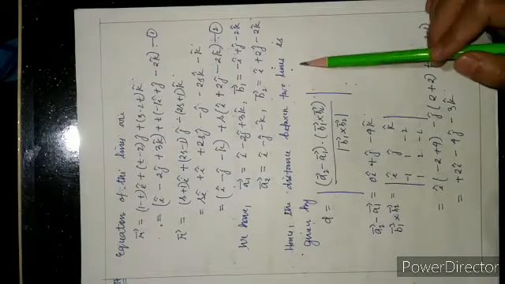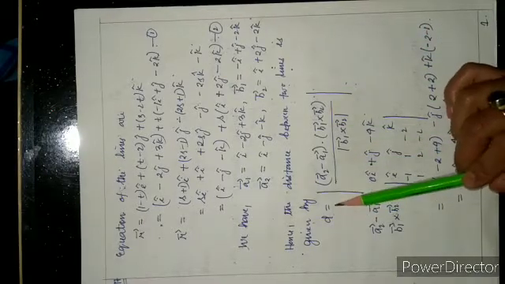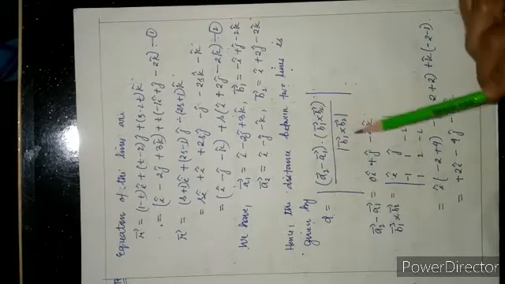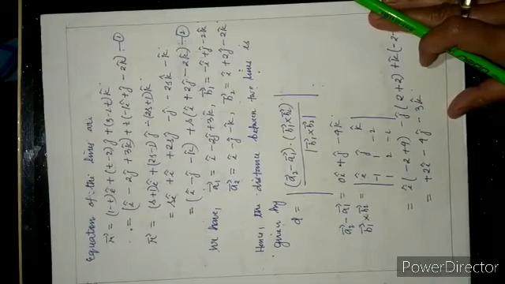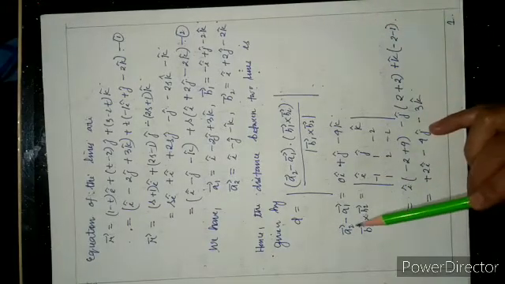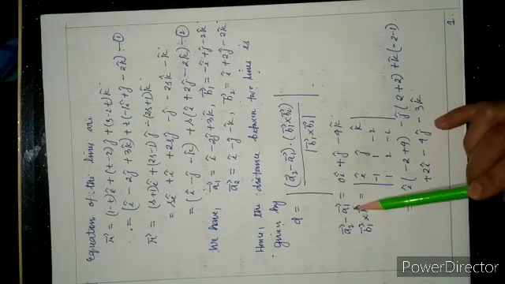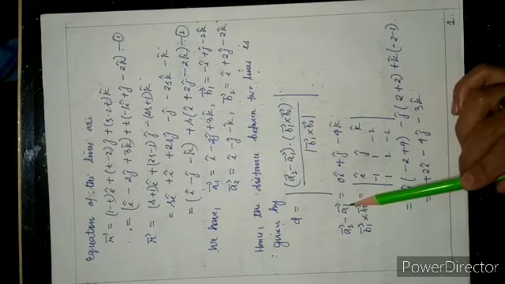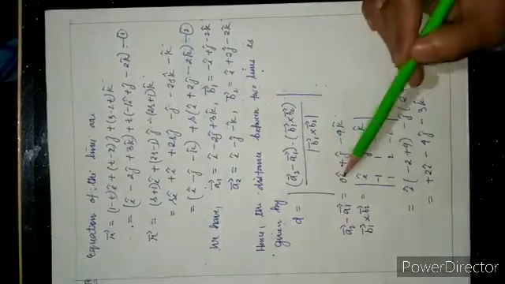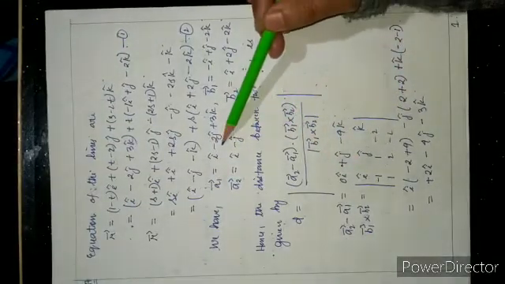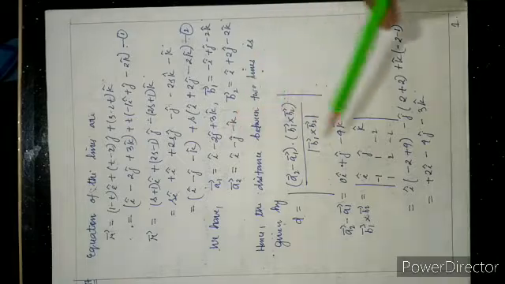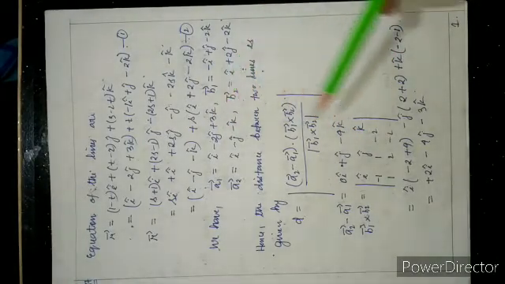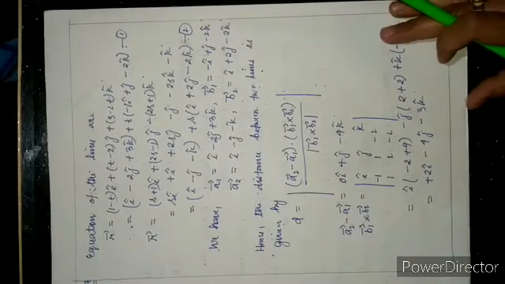The distance between two skew lines is given by the formula d equals modulus of (a2 minus a1) dot (b1 cross b2) divided by the magnitude of b1 cross b2. Then we need to find the value of a2 vector minus a1, the difference of a2 and a1. That is (1 minus 1) i cap, which is 0, plus (minus 1 minus (minus 2)) j cap, minus 1 plus 2 is 1 j cap, and minus 1 minus 3, which is minus 4 k cap.